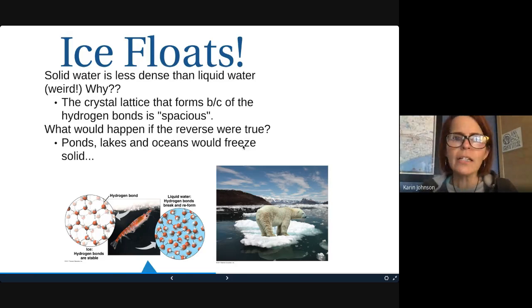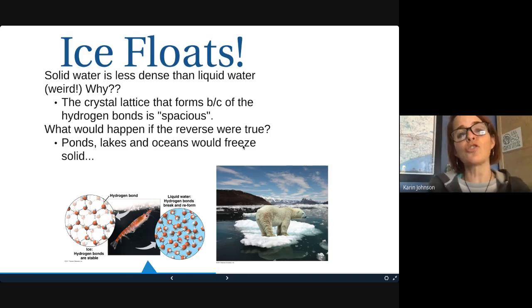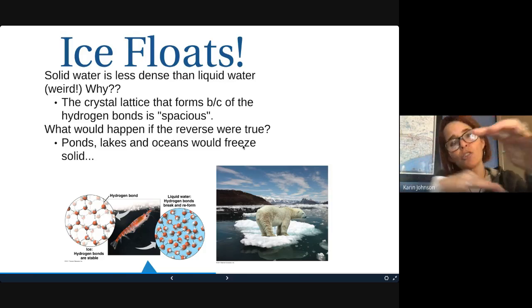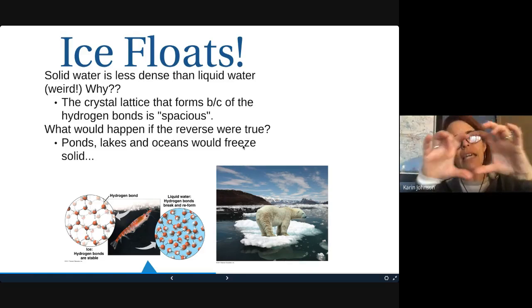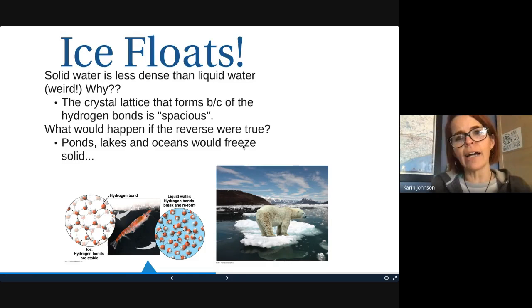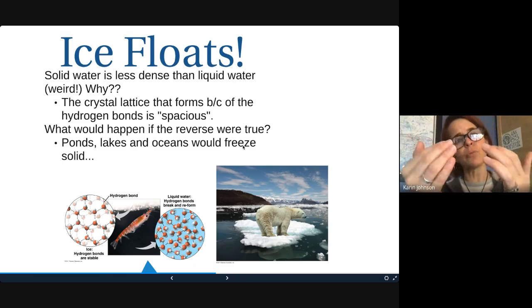So organisms that live in oceans can survive even if there is ice floating on the top. Organisms that live in Minnesota lakes can survive at the bottom of the lake, even when there's a layer of ice on the top. In addition, if that ice sank, which most solids do, so if something can go between a solid, a liquid, and a gas, the solid is more dense and it would sink.